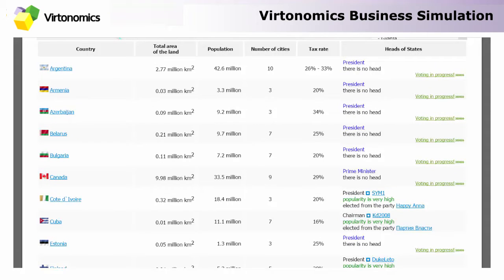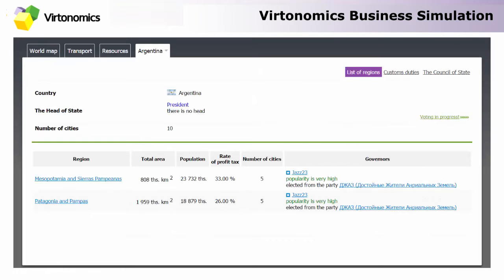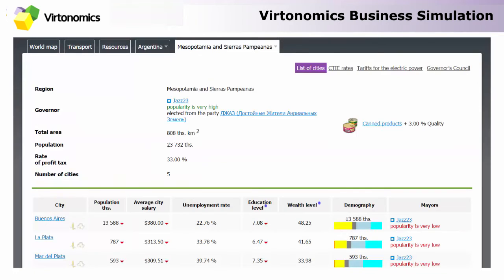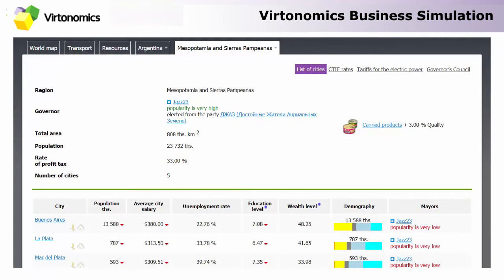For example, if we go to Argentina, the first in the list, we will see that there are 2 regions of the country, 5 cities each, and also has different total area and different population, and also rate of profit tax is different. So if you want to expand or do business in one of these regions, you have to take these numbers into consideration. Now, if we move to the first region, what we see here, the bonus is available for certain area of business or certain business units. And also the list of all 5 cities.